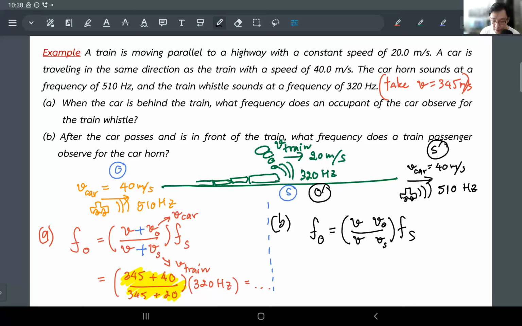Cool. So just to make it clear, let me put primes on all of these so it won't get confused with the first part, part A. All right, so make sure that you put the correct value into this. And just to be clear, the observer for this particular case is now the train, and the source for this particular case is now the car. So the speed of the observer will be the speed of the train. The speed of the source will be the speed of the car.